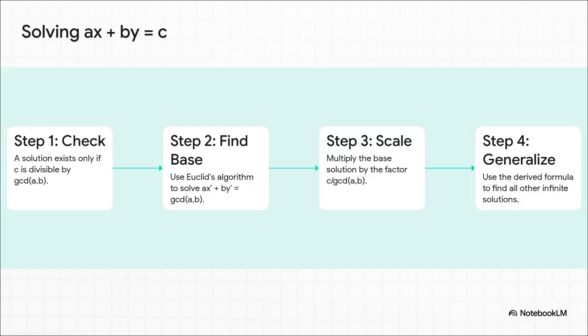Okay, let's put these tools to work on a classic problem, the linear Diophantine equation. Here's how you should think it through. Step 1. Check if a solution even exists. It only does if C is divisible by the GCD of A and B. If it is, great. Step 2. Use a beefed-up version of Euclid's algorithm to find one initial solution. And then, once you have that one solution, you can use a formula to generate every other possible solution.